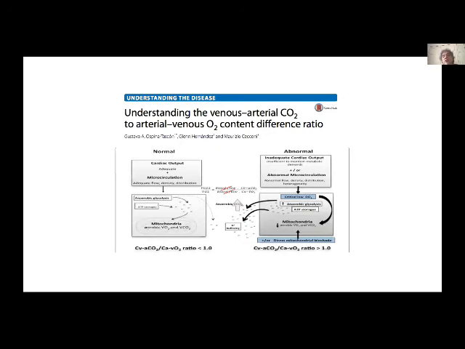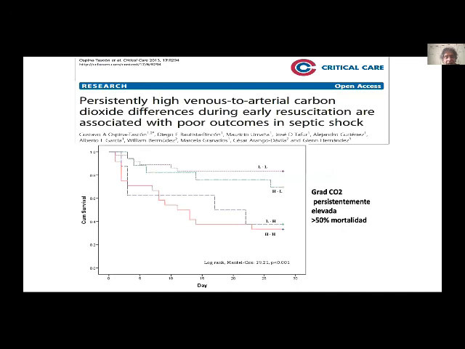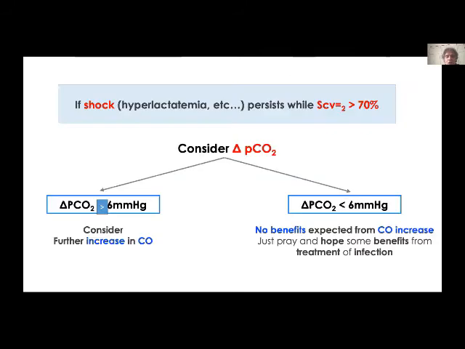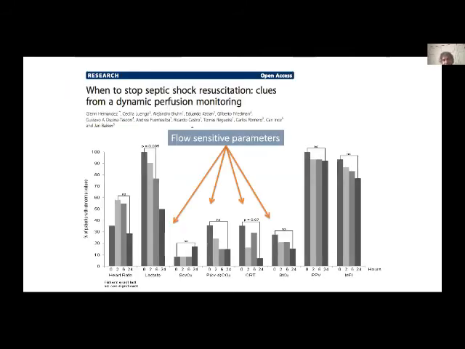And of course, the ratio between the venous-arterial CO2 difference and the arterial-venous O2 difference has been proposed as a marker of tissue hypoxia, and this nice editorial that we wrote some time ago explains the mechanisms, I think, very nicely. So we also demonstrated that a persistent delta pCO2 is associated with bad prognosis when it's associated with persistent hyperlactatemia.